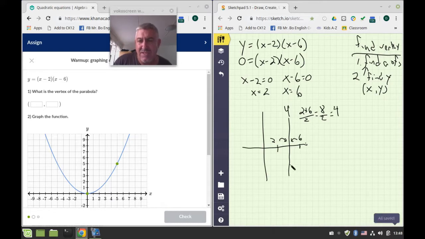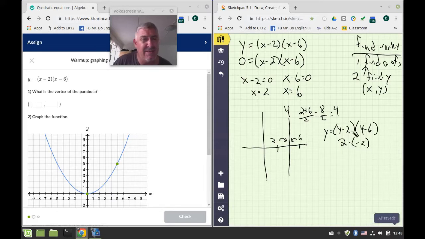And now I want to find the vertex. Okay, so for the vertex, I want to set x equal to 4 and then find y. So what is y when x equals 4? I know the vertex is on this line, the x equals 4 line, but I don't know where, so I'm going to substitute x equals 4 and then find out what y is. So y is equal to 4 minus 2 times 4 minus 6, and that is equal to 2 times -2.